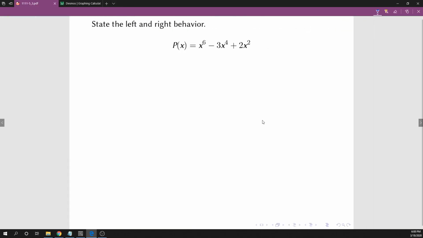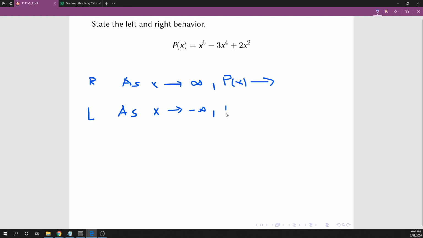All right, in the next example, again, it's going to be as x goes to infinity for the right behavior, p of x goes to blank. That's the right behavior. On the left behavior, as x goes to negative infinity, p of x goes to blank.